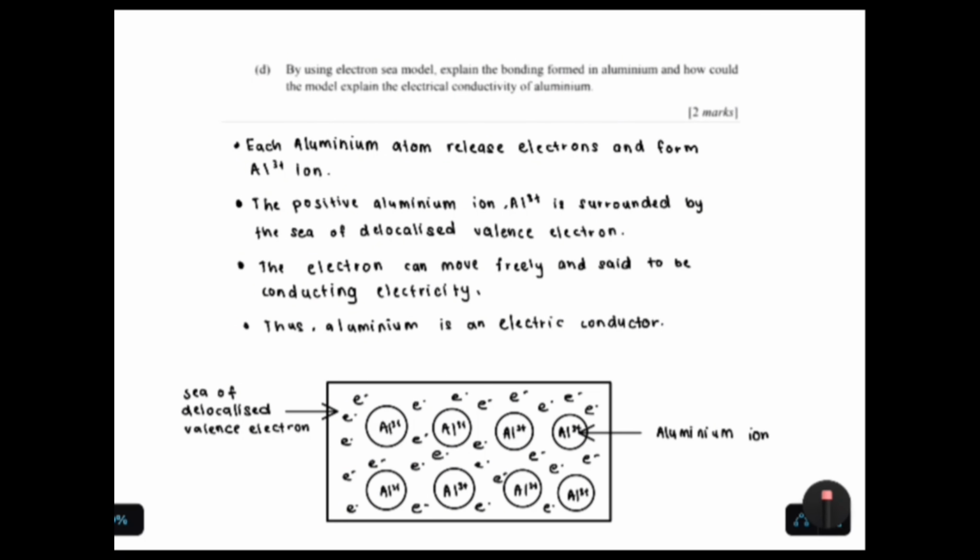As the question asks us to use the electron sea model, this is the electron sea model. So here are 8 aluminium ions. Each ion consists of 3 valence electrons. So 3 times 8 will be 24 electrons. The 24 electrons we need to draw randomly in this box because it is a sea of delocalized valence electrons, so they will be randomly put. Okay, so that's all.